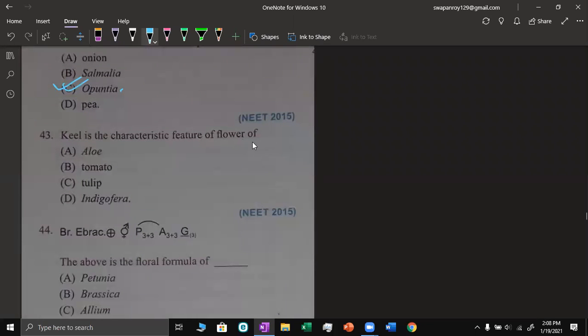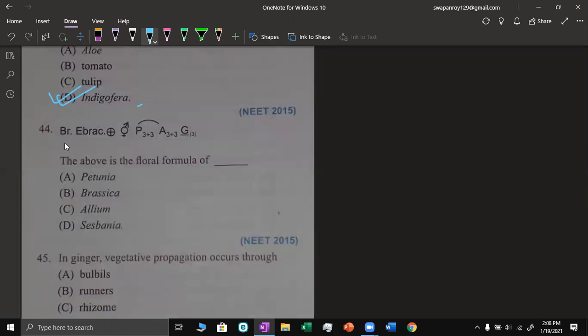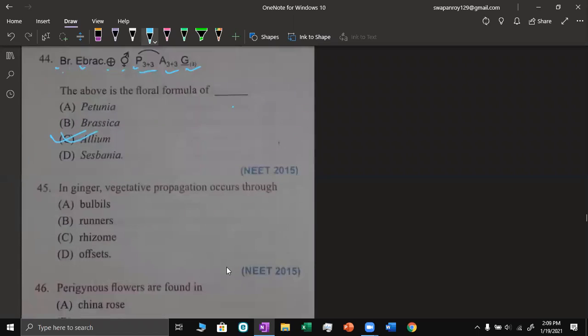Keel is the characteristic feature of the flower of yellow tomato, tulip and Indigofera. It is in the Indigofera. Indigofera belongs to Papilionaceae. Here, this is the floral formula of what? Say here, Gynoecium 3, Androecium 3 plus 3, Perianth 3 plus 3. Bisexual, actinomorphic, ebracteate. Bract is there, ebracteate. This one is the Liliaceae family, that is Allium, onion.